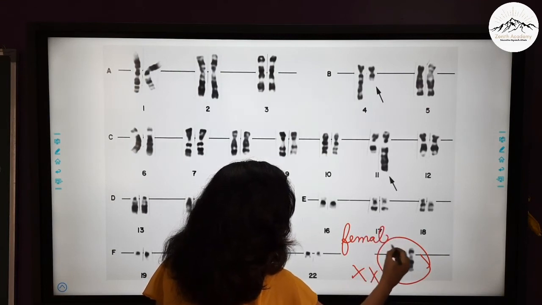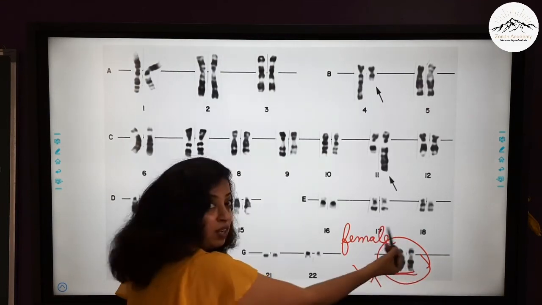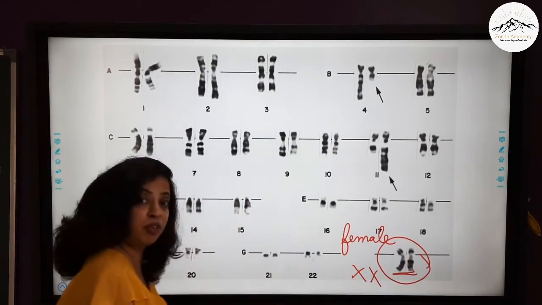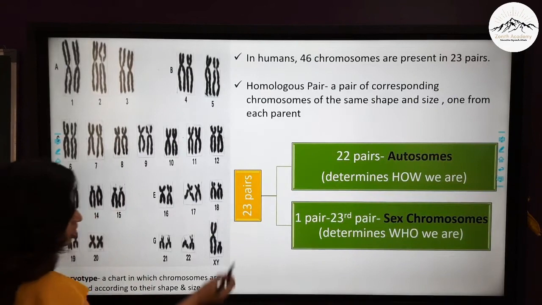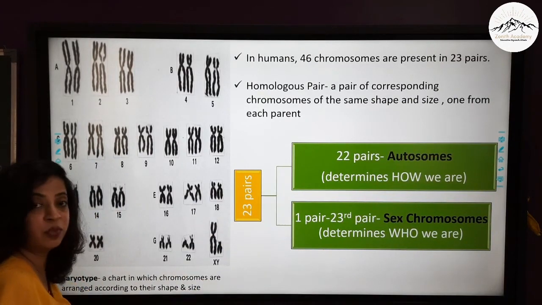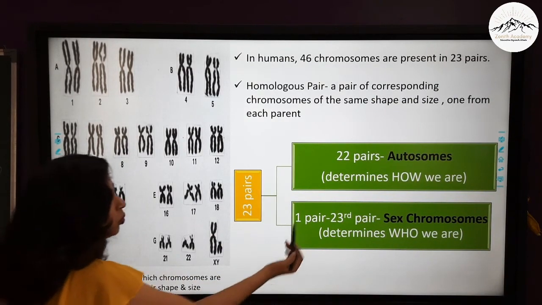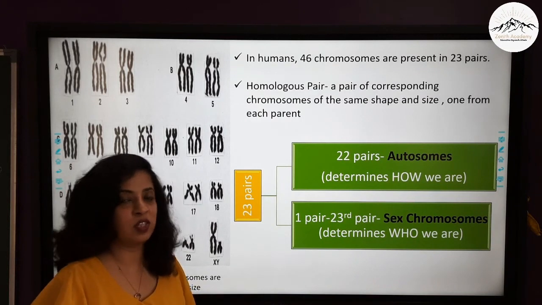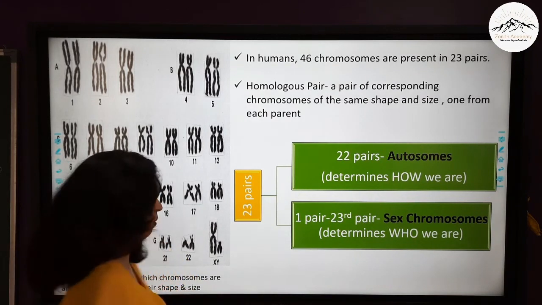So this last chromosome determines who we are. When we see this pair, this is XX, so this is a female. Whereas here it was XY, which means that is a male. So the 23rd pair, that is the sex chromosome, decides who we are, that is whether we are male or female.